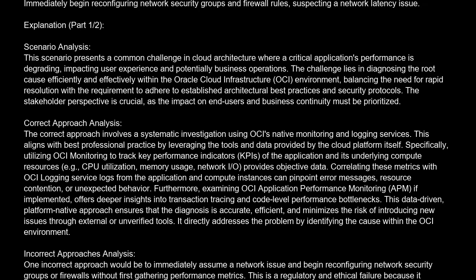The correct answer is B. Immediately begin reconfiguring network security groups and firewall rules, suspecting a network latency issue.